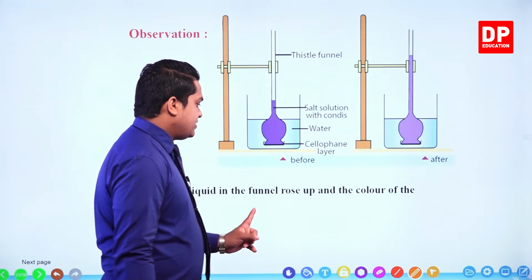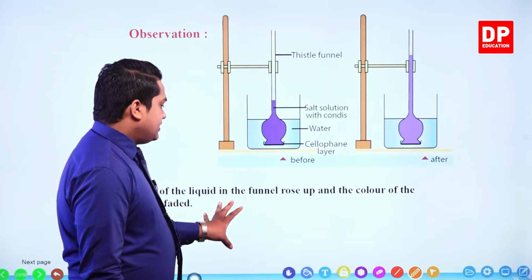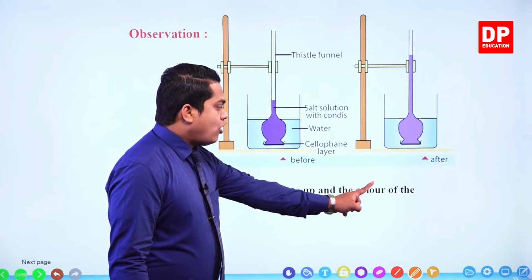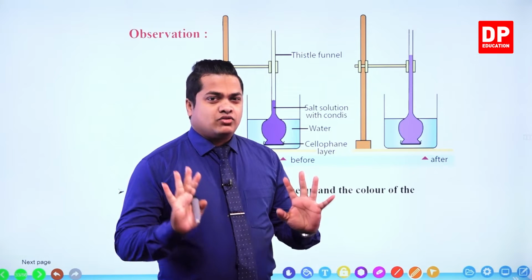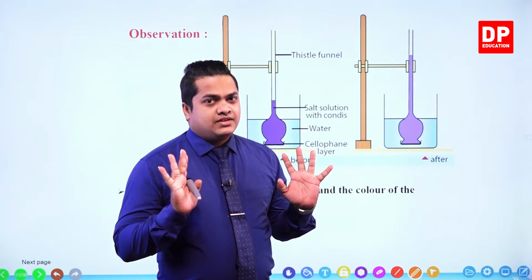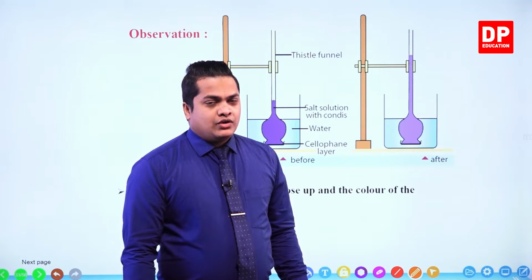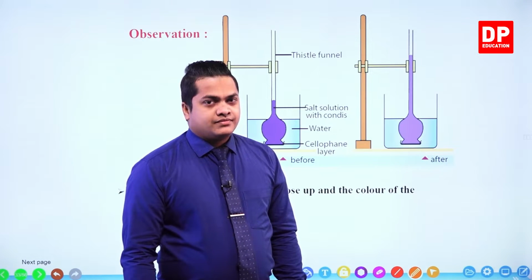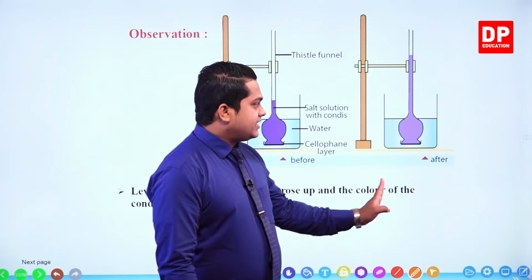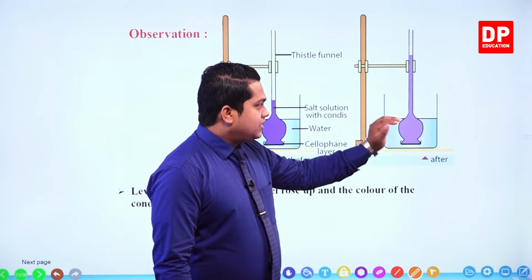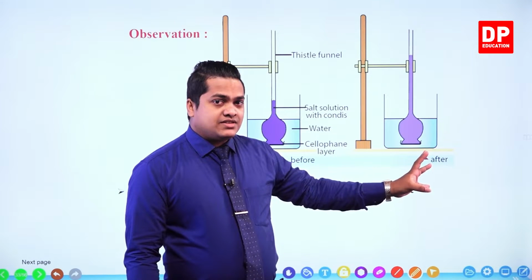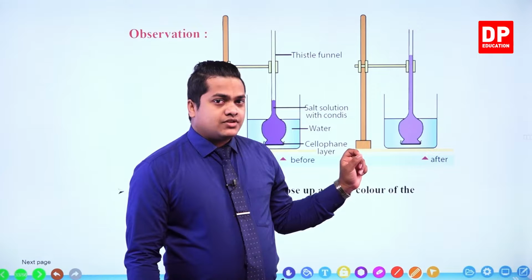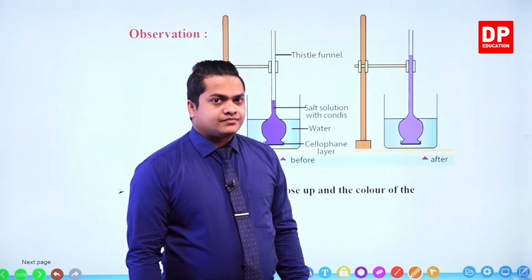So the second observation is that the liquid level in the funnel rose up and the color of the condis faded. By that, we can clearly say that water has entered the system, because there is no other possible way to reduce the color of condis. So water has entered the system from the beaker. Therefore, the level rose up. As water is inserted into the system, the color of the condis solution reduced gradually. So this is our observation.